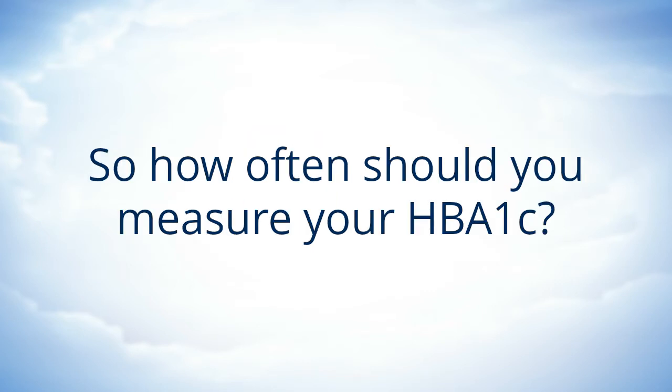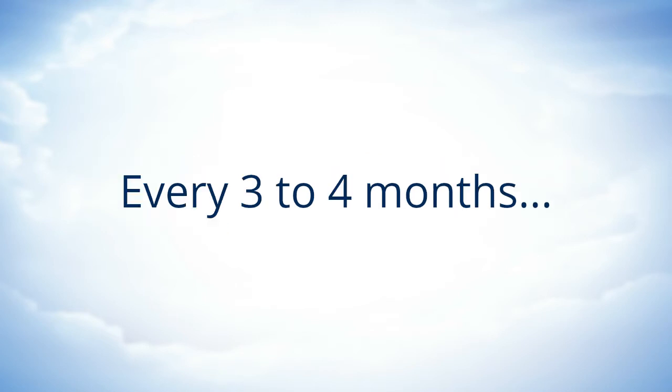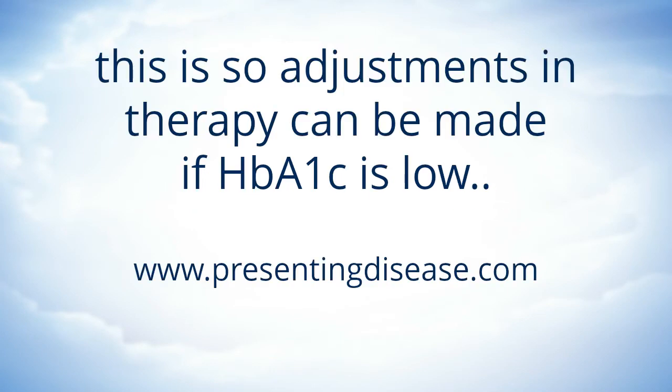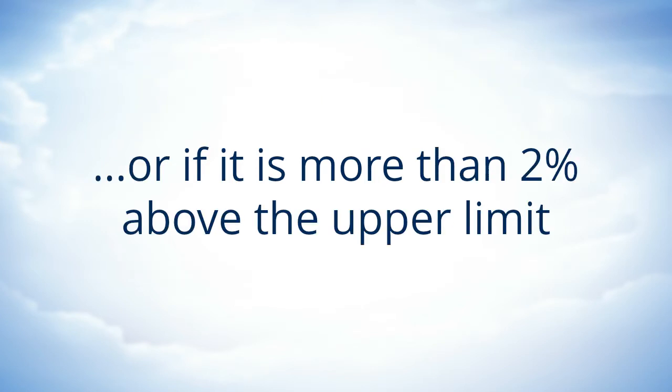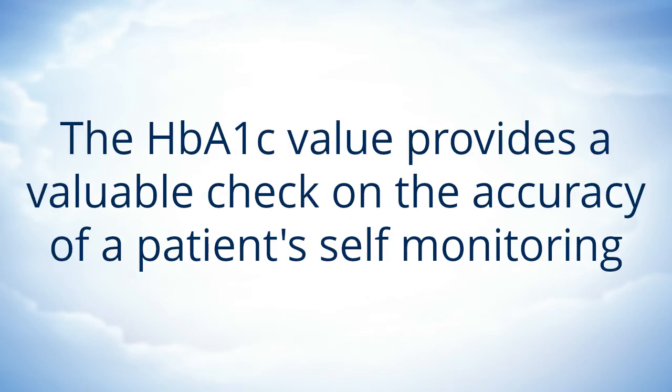So how often should you measure your HbA1c? Every 3 to 4 months. This is so adjustments in therapy can be made if HbA1c is low, or if it is more than 2% above the upper limit. The HbA1c value provides a valuable check on the accuracy of a patient's self-monitoring.